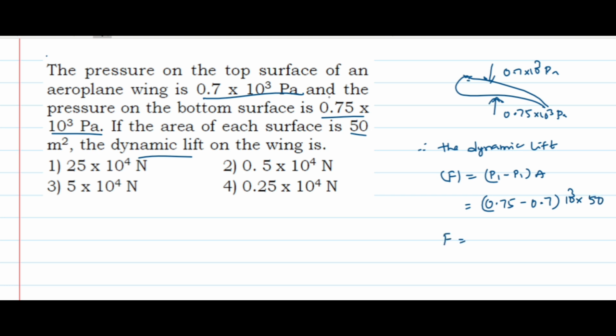So when you are simplifying this, this is 2.5 into 10 power 3 you will be getting. So this one and this one you have to multiply. So you can write this as 0.25 into 10 power 4 newtons. This is the dynamic lift or force you will be writing, right?